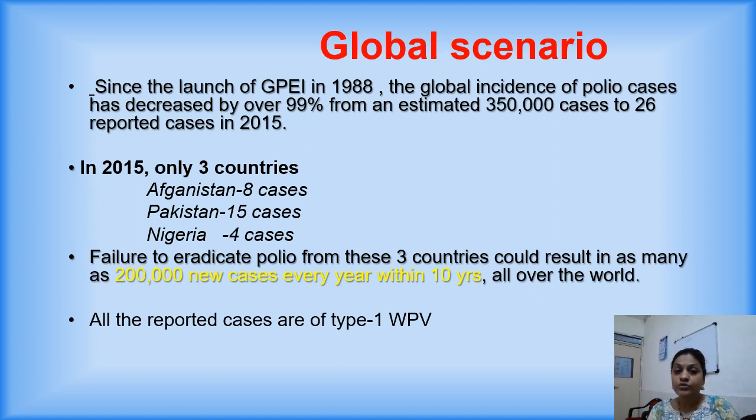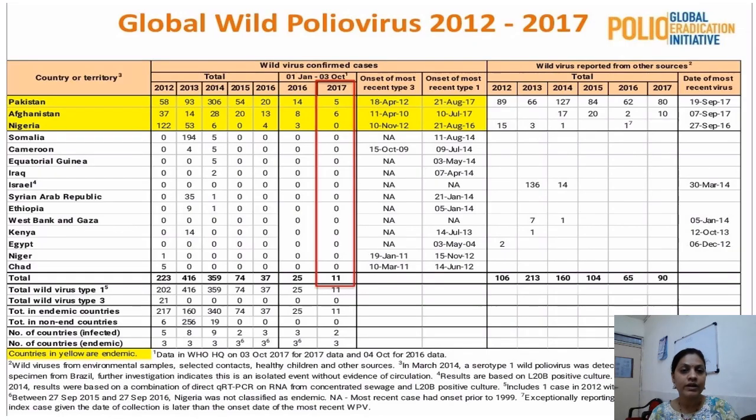If we are not able to eradicate polio from these 3 countries, it could result in as many as 2 lakh new cases every year within the next 10 years, and that is a very threatening, alarming situation. Hence, it's very necessary that we eradicate polio from these 3 countries. All these countries are reporting cases of type 1 wild polio virus.